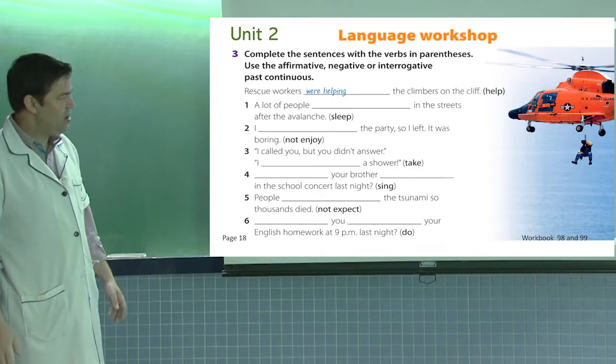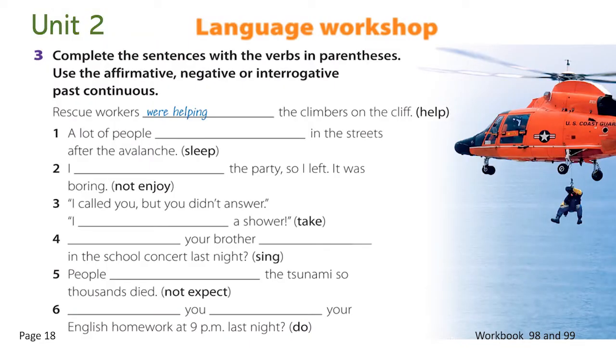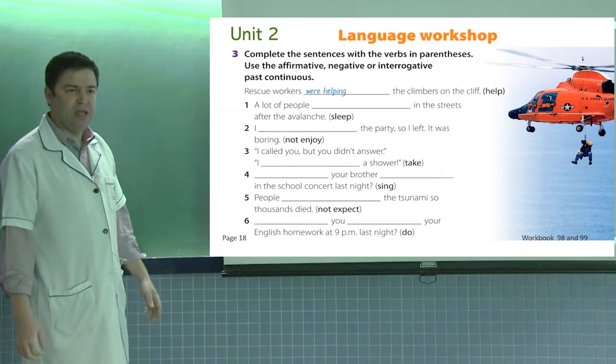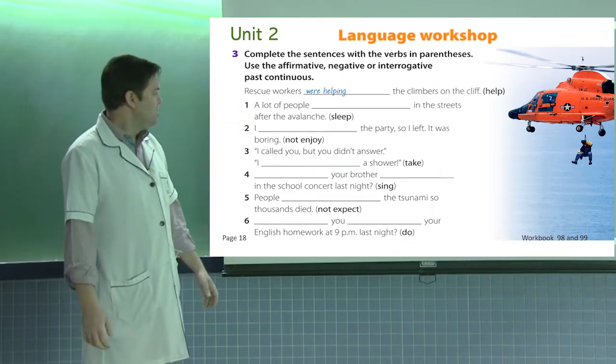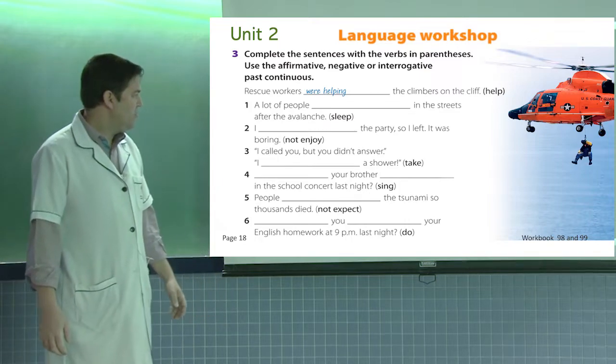I have the verb help. What do I have to do? Understand that the subject is plural. That's why I'm using were instead of was. I have two ways to use here, was or were, but I'm going to use the one that's related to the subject. Here is plural, were. So, and then the complement is help with ing, right? So, number one, a lot of people.